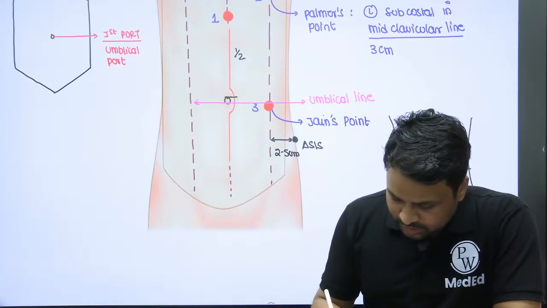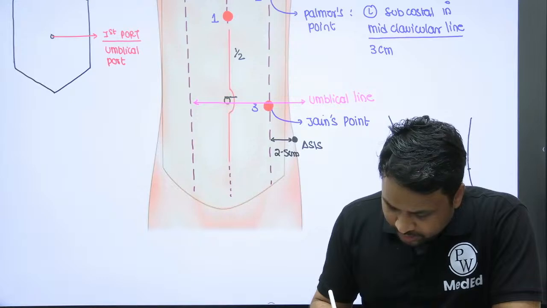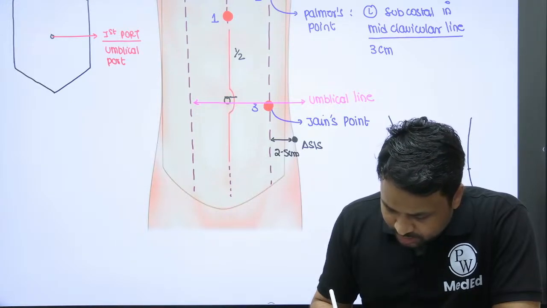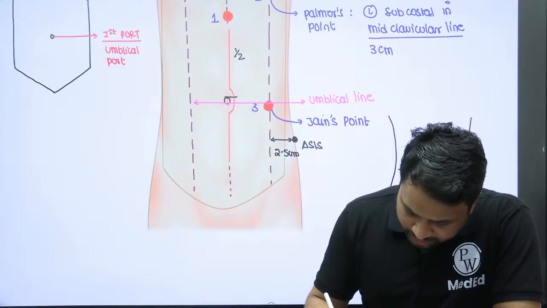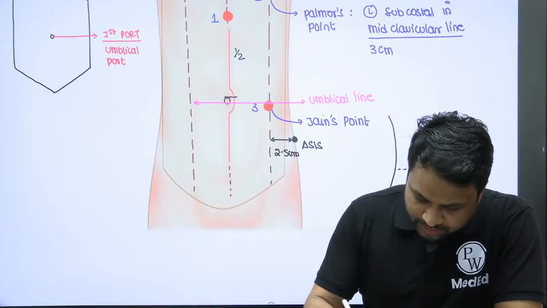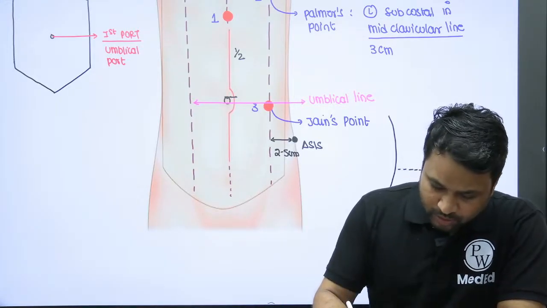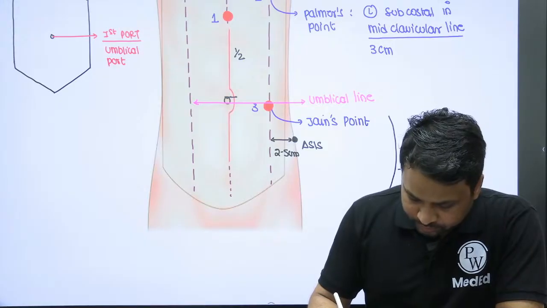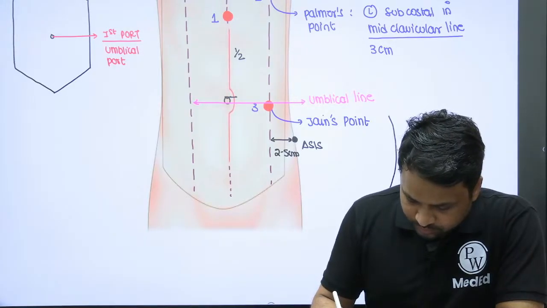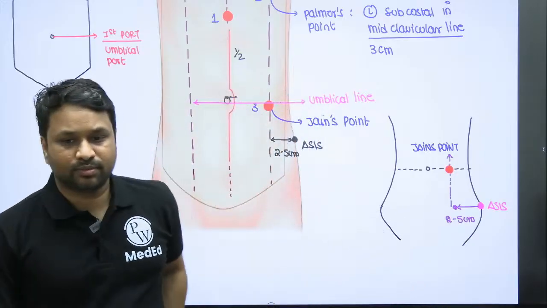What I'm going to do is, from the anterior superior iliac spine, approximately 2 to 5 centimeters. So this is your 2 to 5 centimeters. I've marked a point, and I am going to extend it so that it intersects the umbilical line. The point of intersection between these two is what we call your Jane's point. This is what we call the Jane's point.